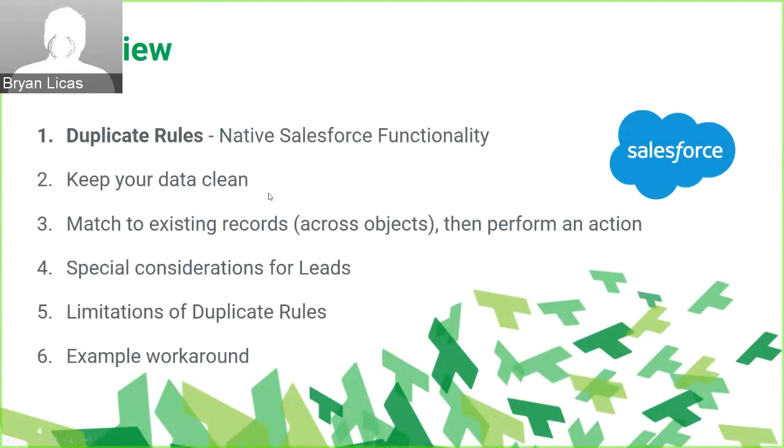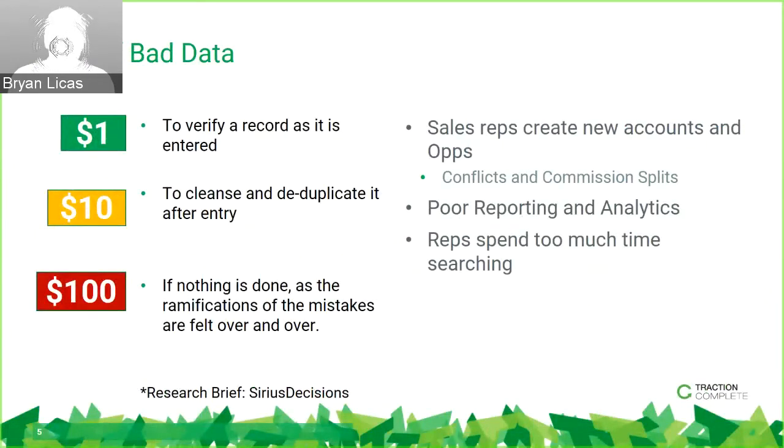And so just for a quick overview, we're going to look at some of the basics of duplicate rules, how they're set up, what they do when you turn them on, and then I'll get into some specifics around using duplicate rules on leads and accounts, and how to work around some of the limitations of duplicate rules for some specific use cases. But before we get into that, just a really quick overview of the cost of bad data.